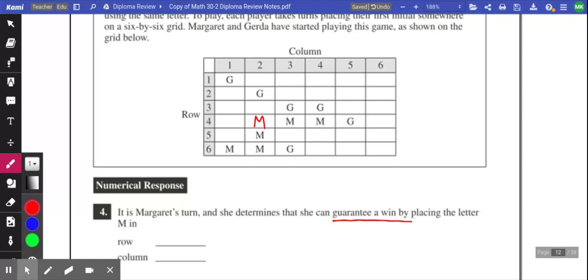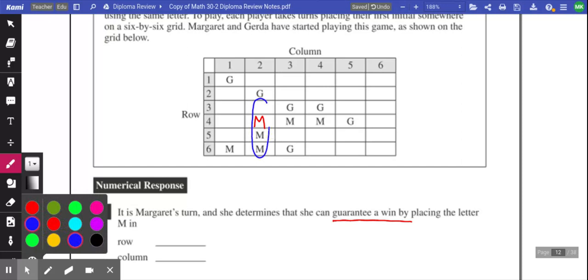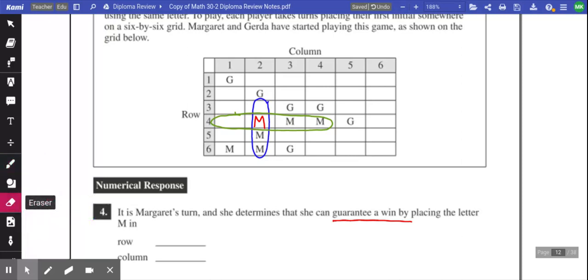By putting an M in that spot, she creates 2 situations where she'll win. That's one situation if she puts an M there, and that's a second situation if she puts an M there. And because she's created 2 situations where she's going to win, Gerda can't possibly stop both ways in one turn. She could either stop the green line or the blue line, but she can't stop both. So by putting an M in that spot, she guarantees that she will win the game eventually.